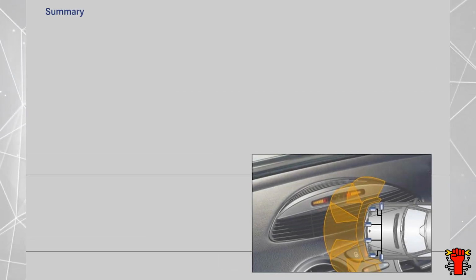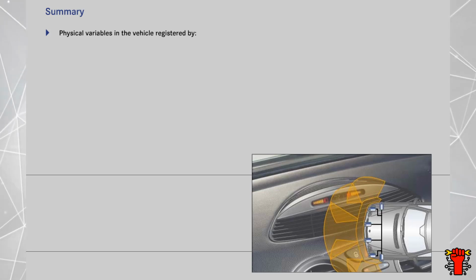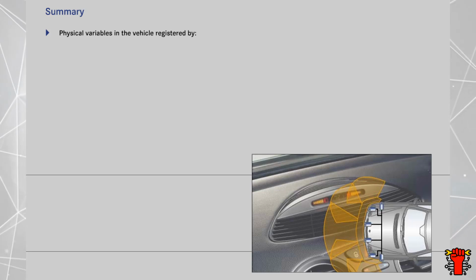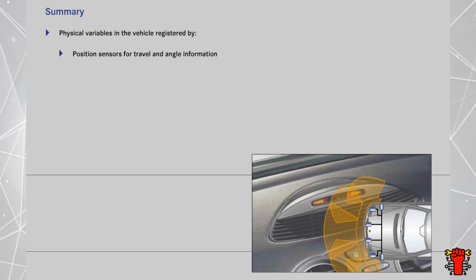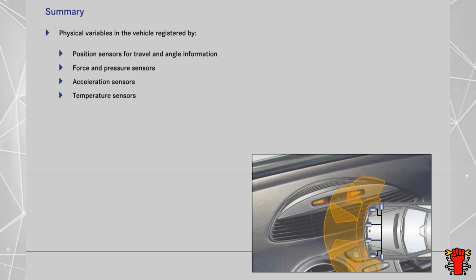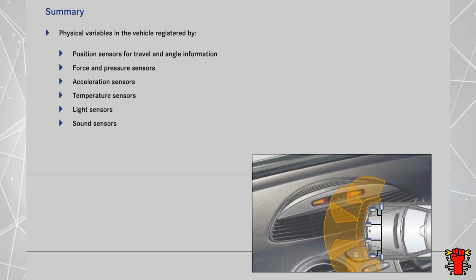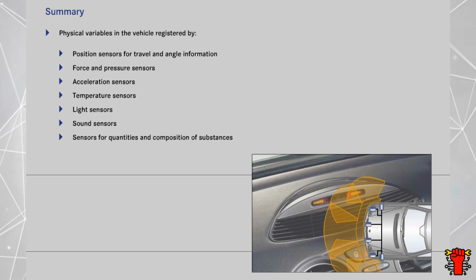Let's summarize the chapter again. Using the main physical variables as examples, you have learned about some of the sensors used in motor vehicles. Specifically, these were position sensors for travel and angle information, force and pressure sensors, acceleration sensors, temperature sensors, light sensors, sound sensors, and sensors for registering quantities and the composition of substances.